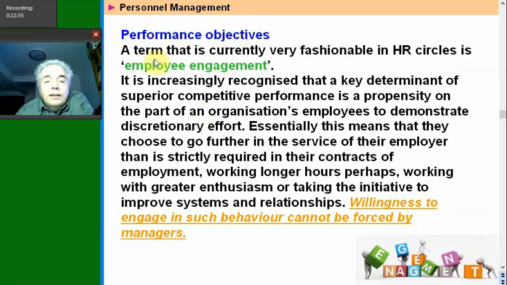Okay, a term that is currently very fashionable in human resources circles is employee engagement. It's increasingly recognized that the key determinant of a superior competitive performance is a propensity on the part of the organization's employees to demonstrate discretionary effort. Essentially, this means that they choose to go further in the service of their employer than is strictly required in their contract of employment. Working long hours, perhaps working with greater enthusiasm and taking the initiative to improve systems and relationships. Willingness to engage in such behavior cannot be forced by managers.